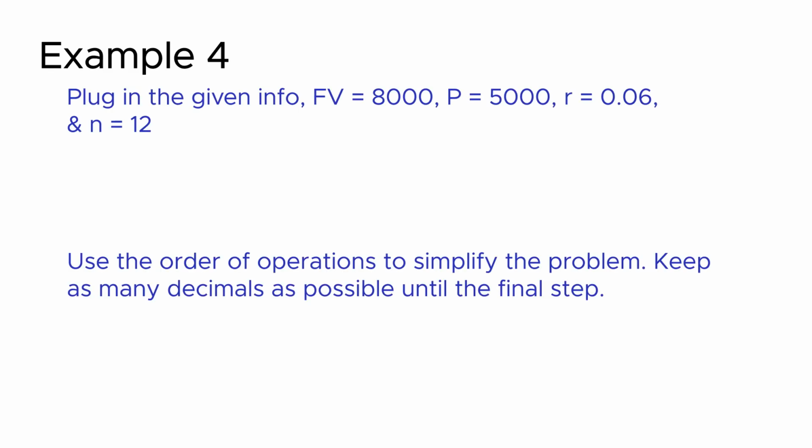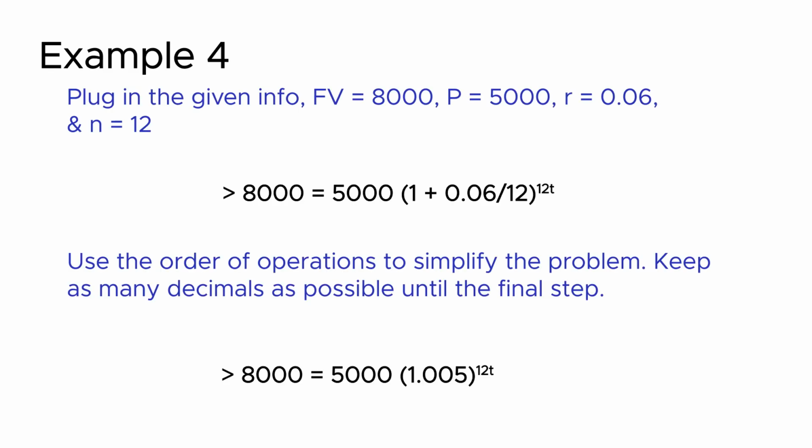Plug in the given information. FV is equal to 8,000, P is equal to 5,000, R is equal to 0.06, and N is equal to 12. Use the order of operations to simplify the problem. Keep as many decimals as possible until the final step.